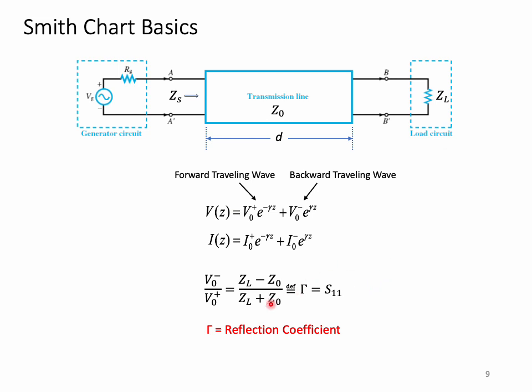The ratio of the two wave amplitudes, that is V0 minus to V0 plus, is referred to as the reflection coefficient, as it represents the ratio of reflected to incident voltages. From the transmission line equations, it can be shown that this reflection coefficient, we'll call it gamma, is given by ZL minus Z0 divided by ZL plus Z0. Remember that ZL is the load impedance. Z0 is the characteristic impedance of the transmission line. We also know it as the parameter S11, which is a so-called scattering coefficient or scattering parameter.